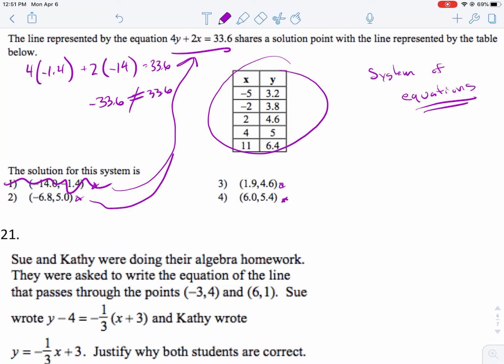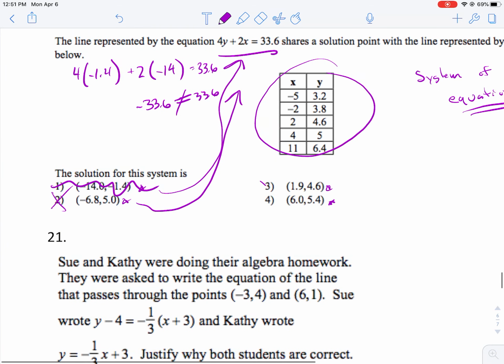So this is actually equal to negative 33.6, which is not true. So this point doesn't work, and if you take this point and plug it in for x and y, this one wouldn't work, and this one won't work as well. Your correct answer for number 20 is 4.